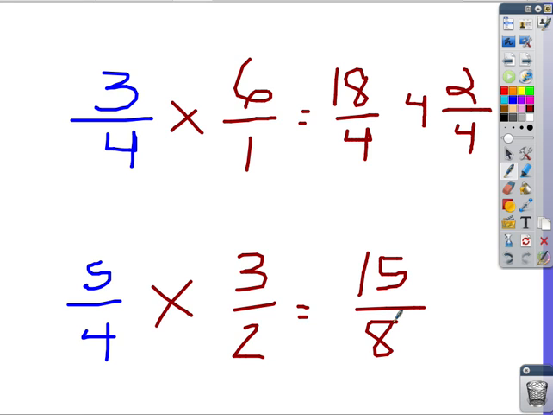We should see that it is top heavy. How many times does 8 go into 15 without going over? Once. 7 remaining. So 1 7/8.